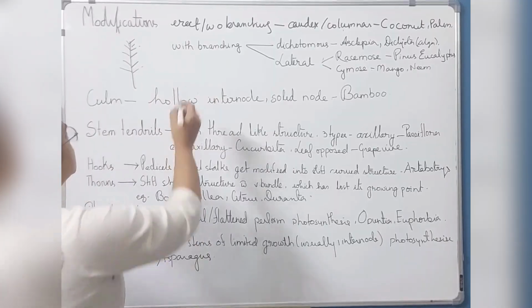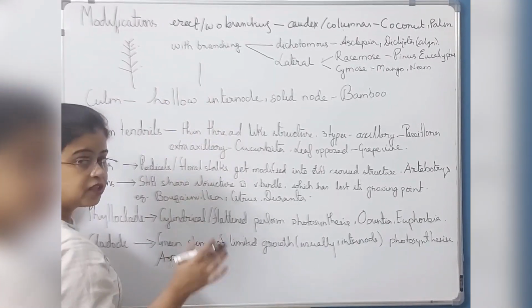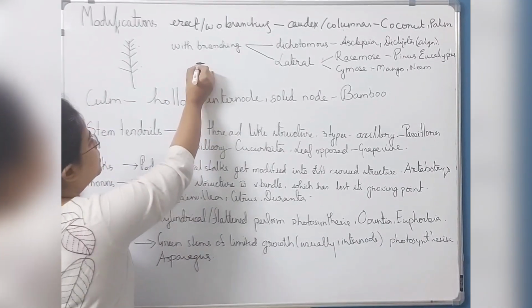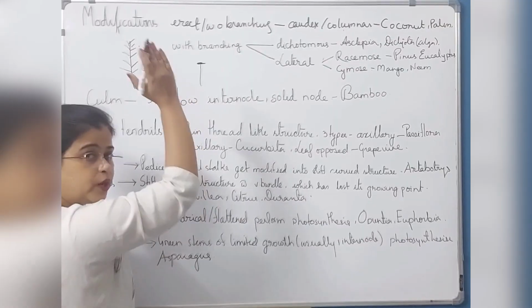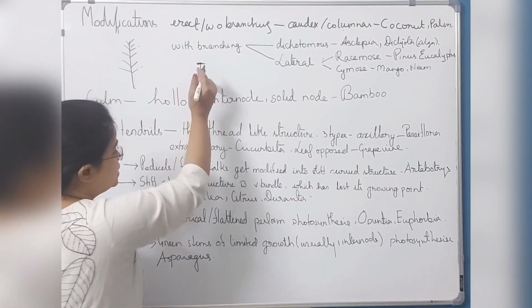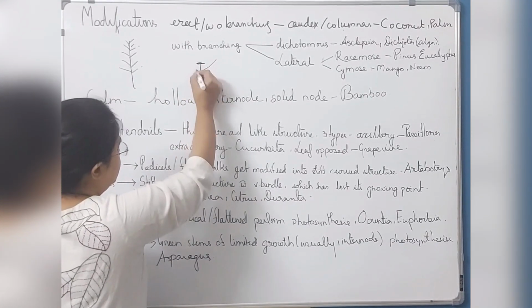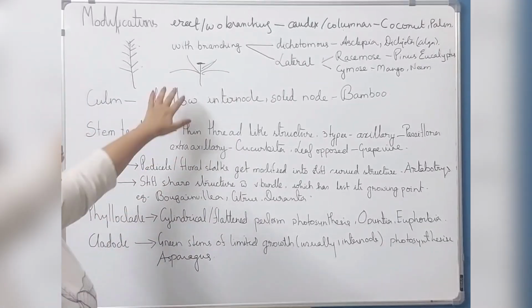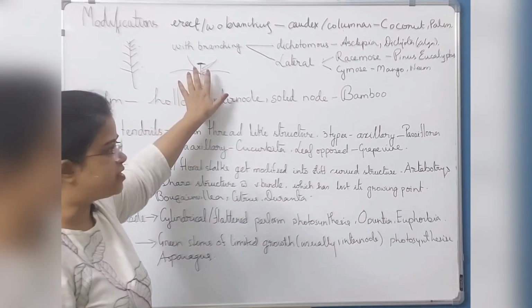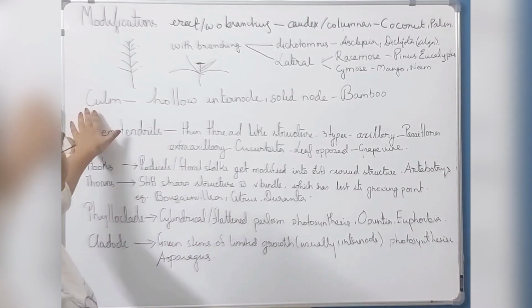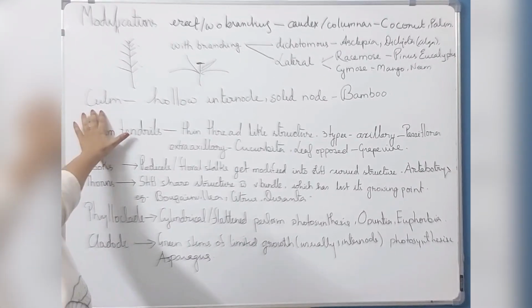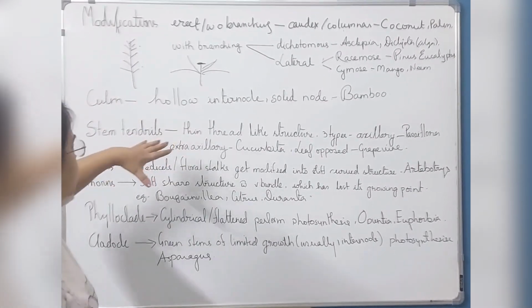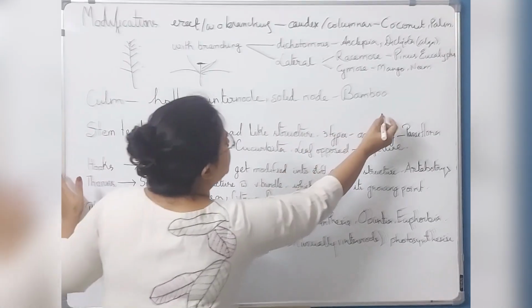And then cymose, where the terminal bud has stopped growing vertically. The main axis has stopped growing vertically and branches are in a cymose way. This is very common. Most of the trees show this. Clear?